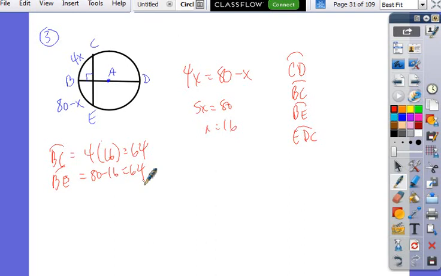I know that there's my semicircle, 180, so 180 minus the 64. EDC, how would I do that one? Well, I know this is 64, I know that's 64. I could add those two up and subtract from 360 and that would work. Or I could figure out this is 116 and that's 116 and add those two. Both ways work.